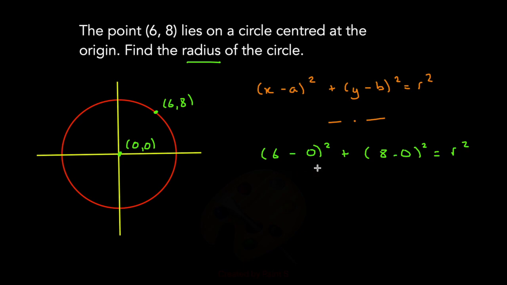This gives us 6² + 8² = r². 6² plus 8² is 36 plus 64, which is 100. So 100 equals r². Now we can square root both sides to get r on its own. So the square root of 100 is 10. So r is 10. And just like that, we've got our radius.